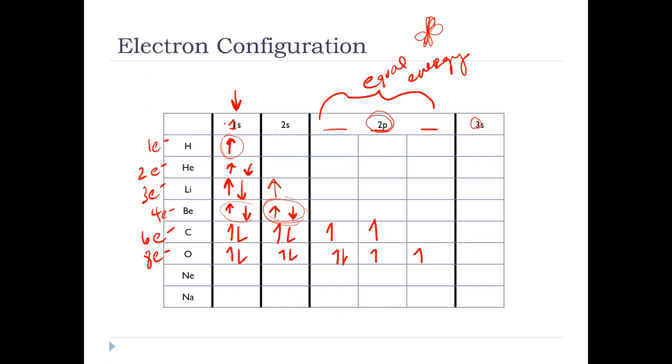There are 2 electrons in the 1s orbital, 2 in the 2s orbital, 1, 2, 3, 4 in the 2p orbitals. They're spread out. Neon has 10 electrons.